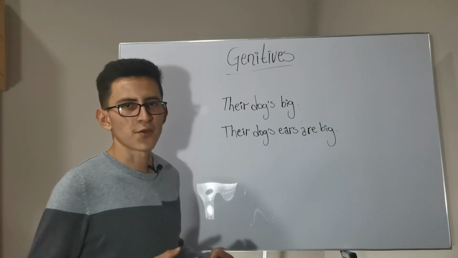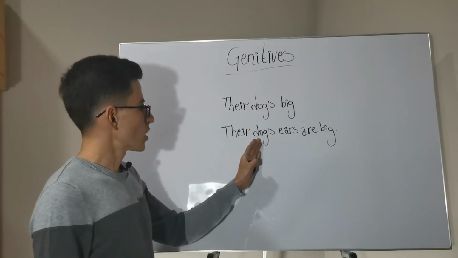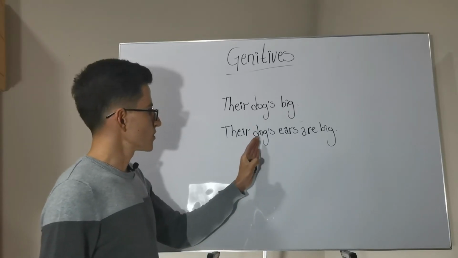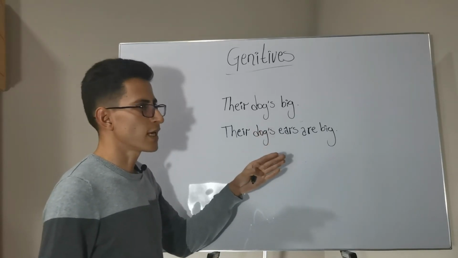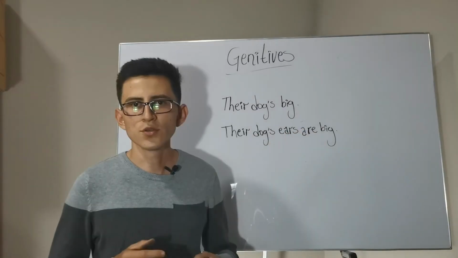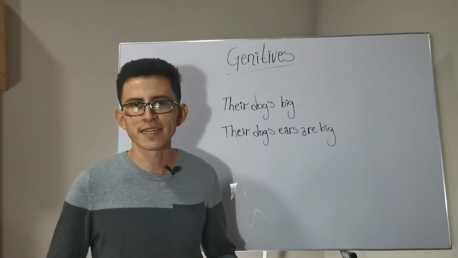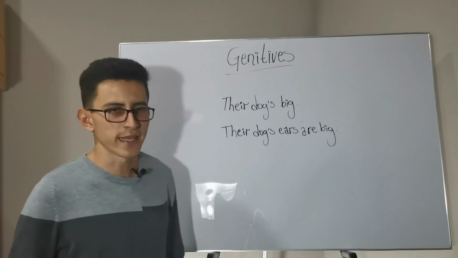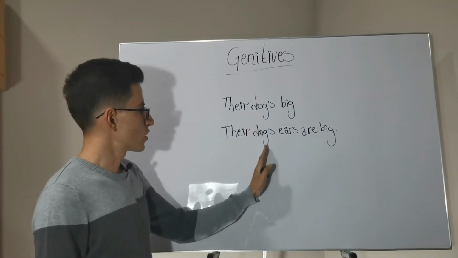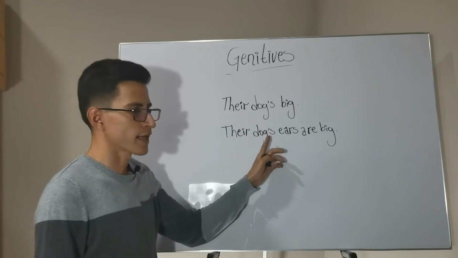Now let's see a real example of a genitive. Their dog's ears are big. In this case, we are using the genitive to say that the ears of the dog are big. To use a genitive, we simply add an apostrophe after the noun and we add an s. Like in this example, we have the noun dog and we add the apostrophe and then we add an s.